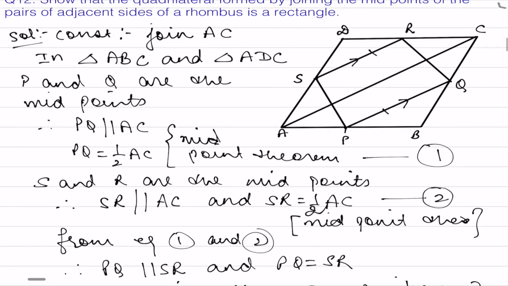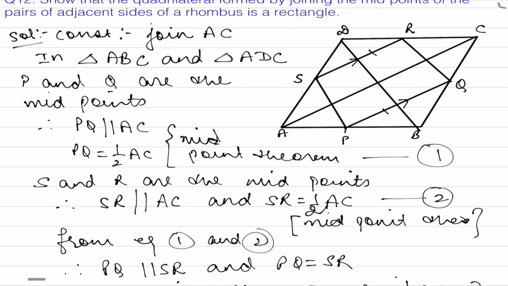Now we have proved that this is a parallelogram, means their opposite sides are equal. But now we have to prove that it's a rectangle. So in a rectangle also the opposite sides are equal, but in a rectangle each angle is 90 degrees also. So what we will do, we have to prove that each angle, means angles P, Q, R, S, are 90 degrees.